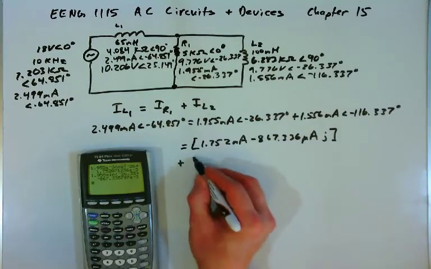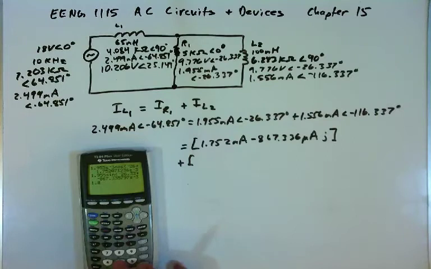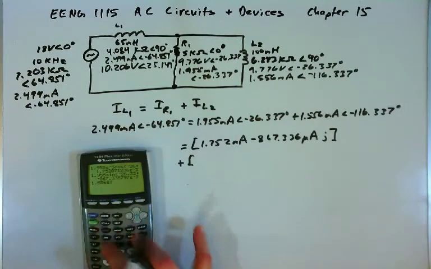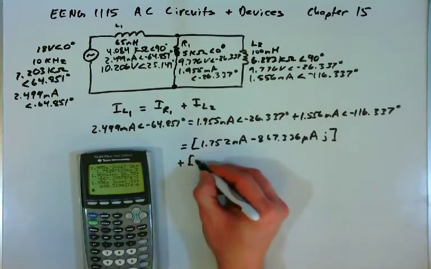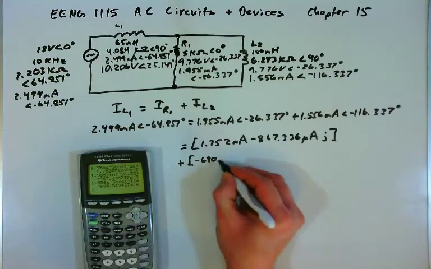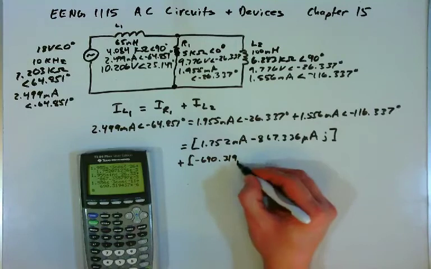And then we'll be adding to this xy coordinates again. We have 1.556, that is milli. We're going to multiply by the cosine of negative 116.337 degrees. And we get an x coordinate of negative 690.319 microamps.